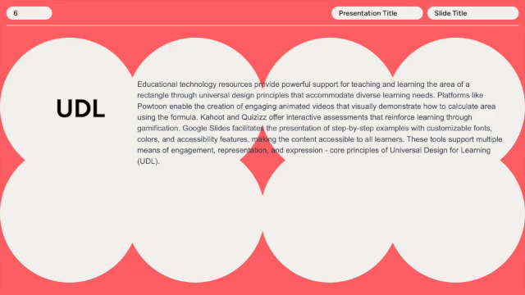Google Slides facilitates the presentation of step-by-step examples with customizable fonts, colors, and accessibility features, making the content accessible to all learners. So they had the access to Google Slides, which was kind of a step-by-step introduction to area. It also gave them some examples and also gave them an opportunity to make their own zoo using one of those other educational websites. These tools support multiple means of engagement, representation, and expression, core principles of universal design for learning.